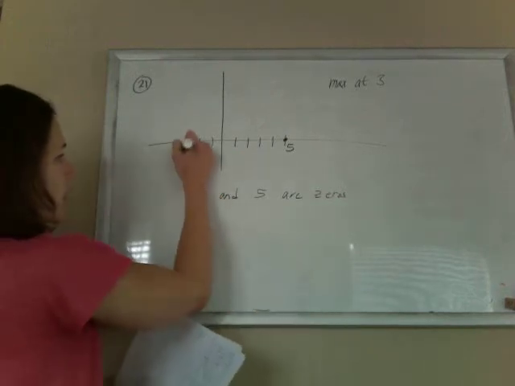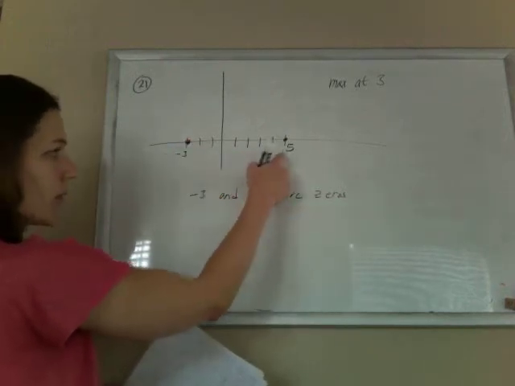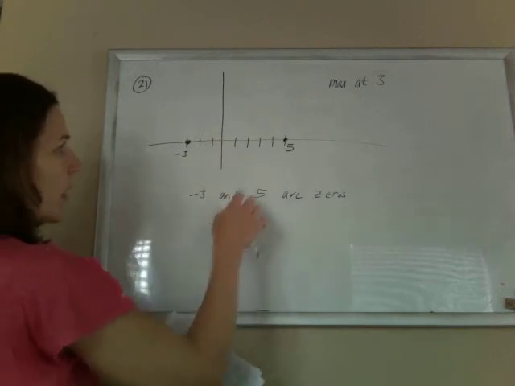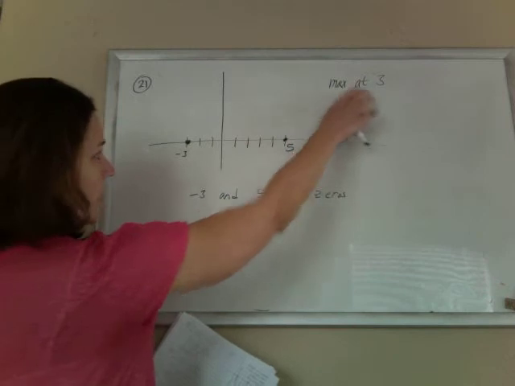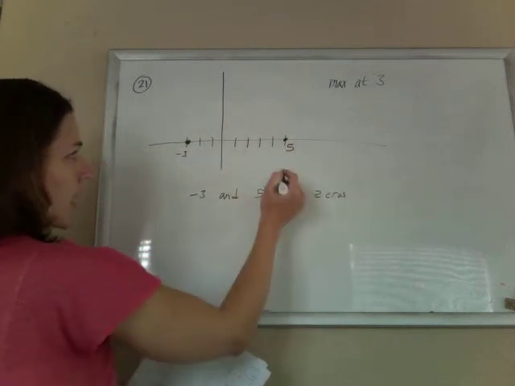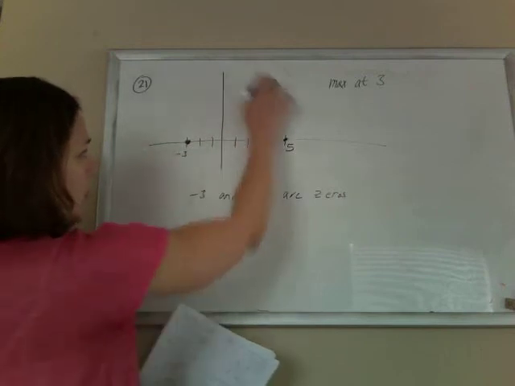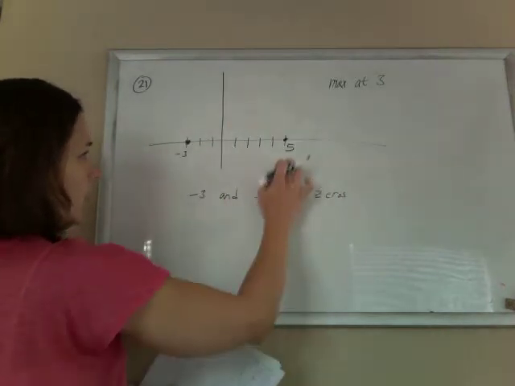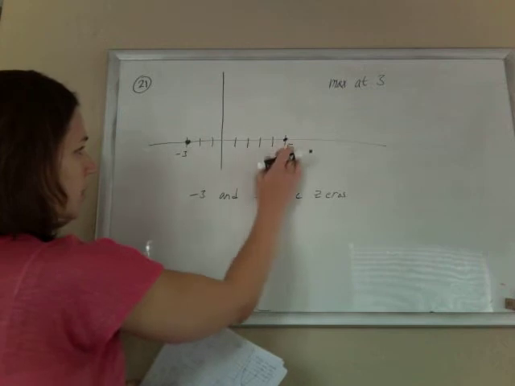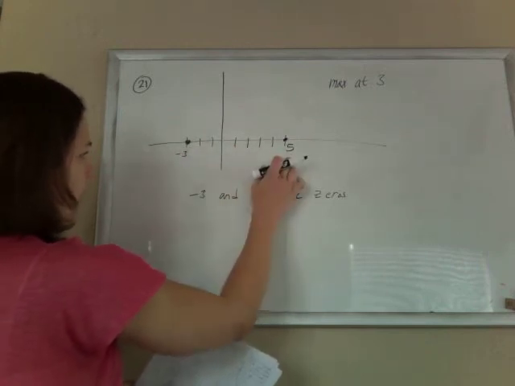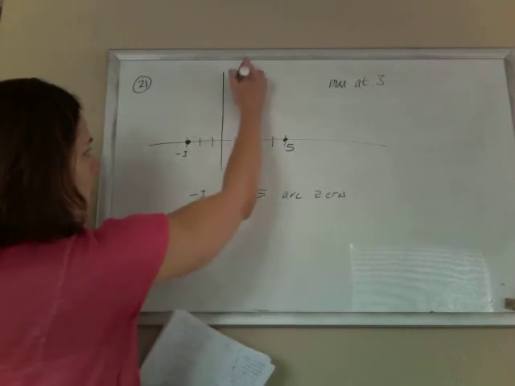So they've given me that negative 3 and 5 are zeros, or intercepts of my parabola, and that the maximum is 3. So for a parabola, I know that the maximum must happen at the vertex, and because my parabola is nice and symmetric, the vertex must be smack in the middle of those two intercepts. So smack in the middle of negative 3 and 5 is 1, right?